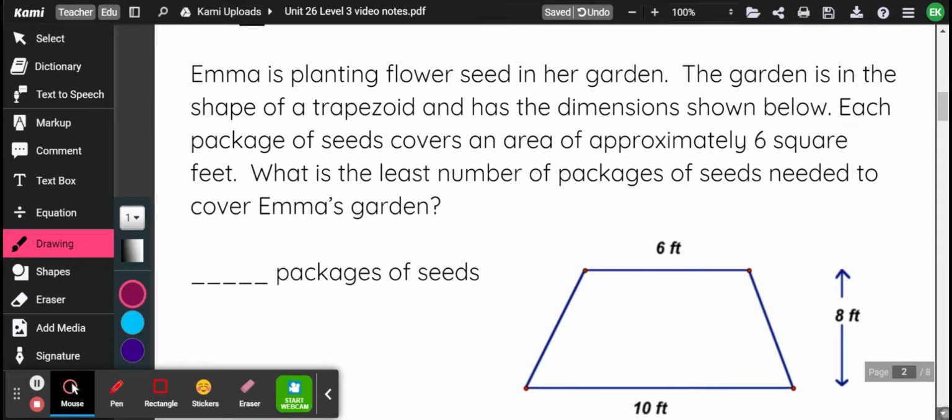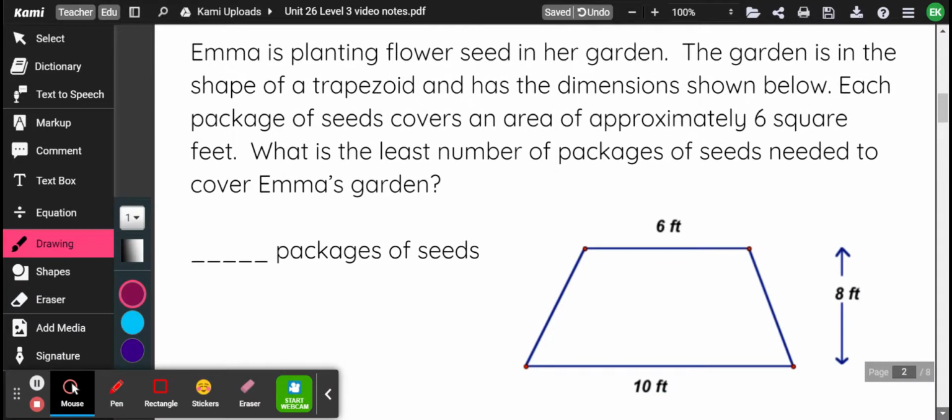So here we have Emma, who's planting a flower seed in her garden, and the garden is shown by this shape down here. Each package of seed covers an area of approximately 6 square feet. That again is going to become important because we want to know the number of packages she needs to buy. First, we need to know the area of this trapezoid. So remember, we multiply 1/2 times the 2 bases added. So 10 plus 6. I'm going to add the 2 bases, divide by 2, and then multiply that by the height, which is 8.